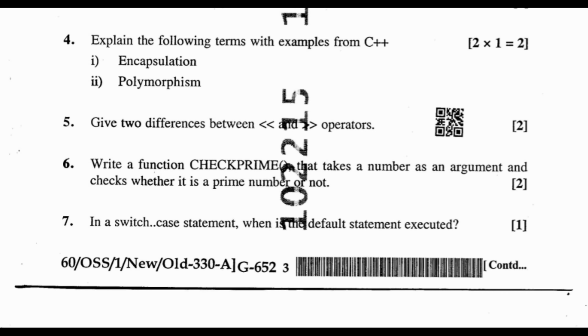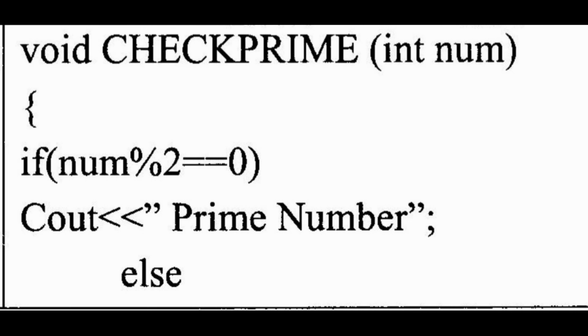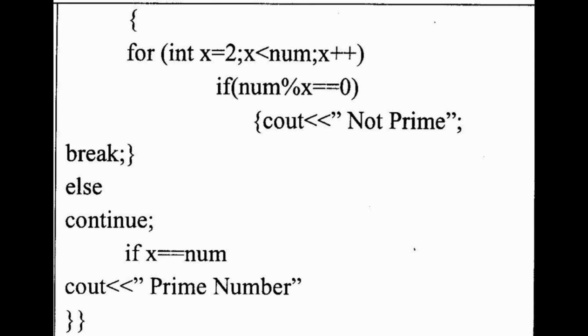Question 6. Write a function check prime that takes a number as an argument and checks whether it is a prime number or not. Answer. void checkprime(int num). If num mod 2 is equal to 0, cout prime number. Else for int x = 2, x less than num, x plus plus: if num mod x is equal to 0, cout not prime, break; else continue. If x is equal to num, cout prime number.